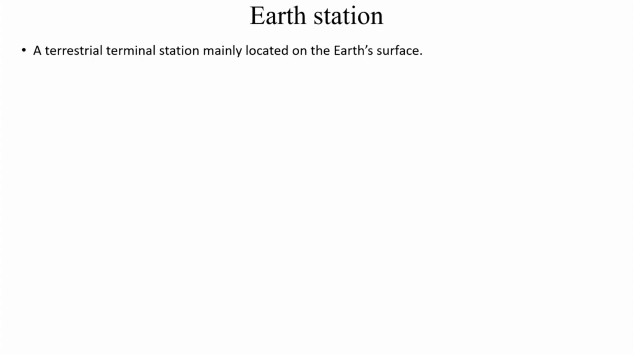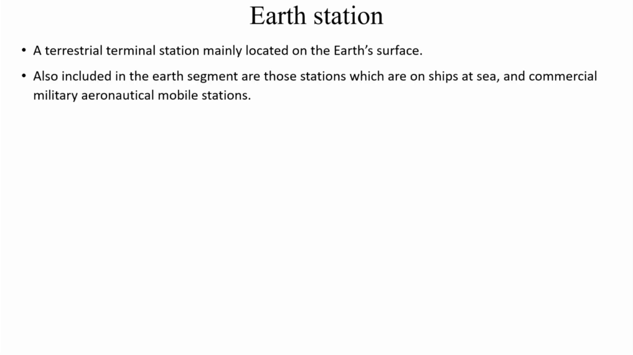We will discuss here two types of earth station: the receive-only earth station, and the transmit and receive earth station. So, what is basically an earth station? An earth station is a terrestrial terminal station, mainly located on the earth's surface. Of course, the earth segment also includes stations on ships at sea, and commercial, military and aeronautical mobile stations, meaning those on board an aircraft.